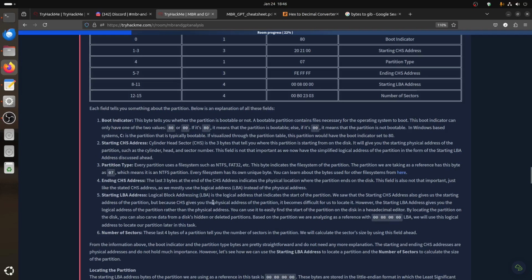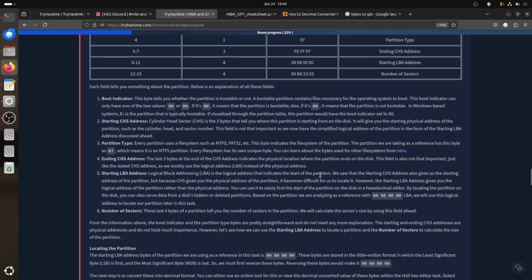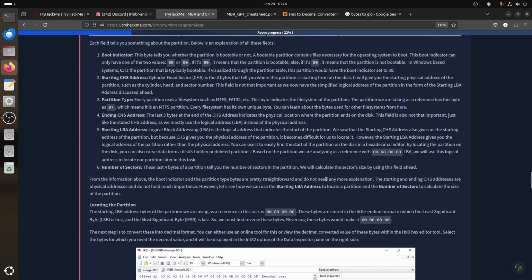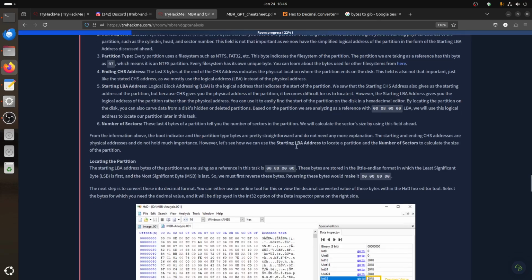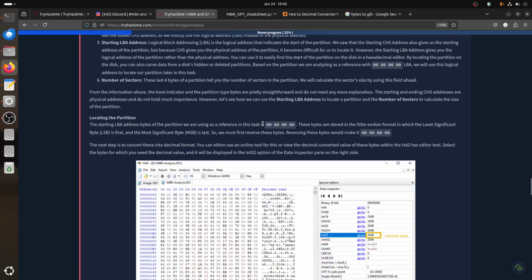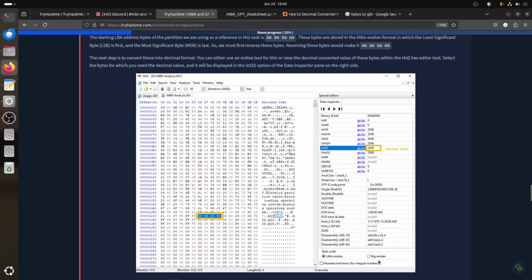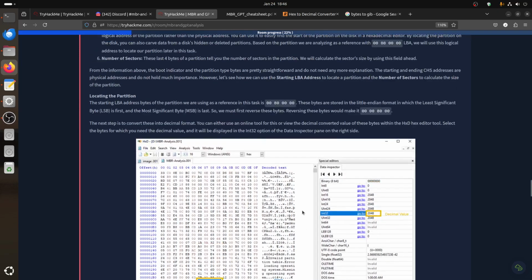Now the logical block address, LBA, is the logical address that indicates the start of the partition. Otherwise it becomes difficult for us to locate it. The starting CHS address gives us the starting address of the partition, but because it gives you the physical one, we're looking more at the logical one. Now, how to find this? They do an example here. They tell you to convert it to decimal. Of course, you need to consider the endianness, little endian and big endian.